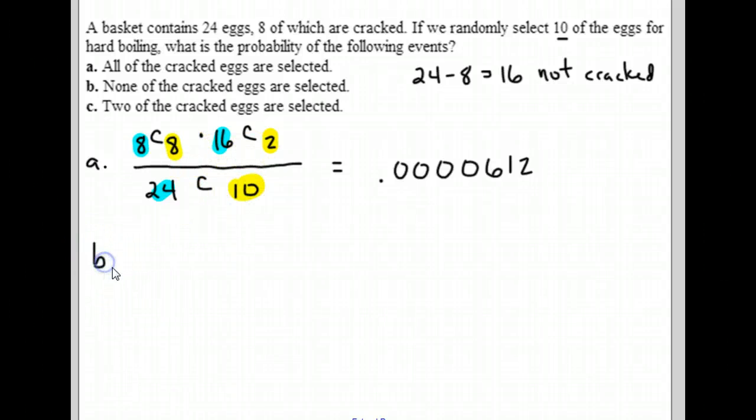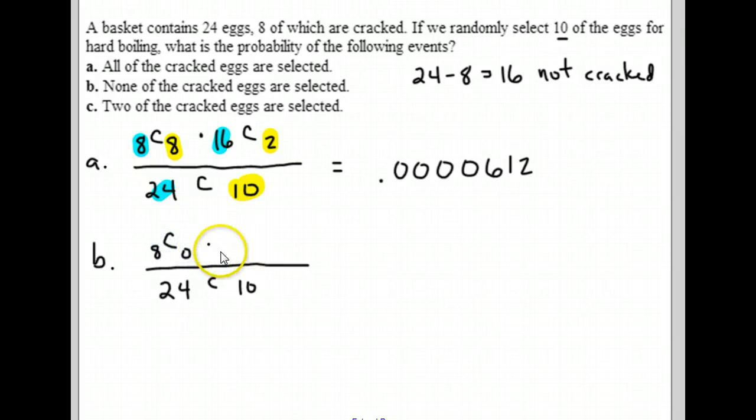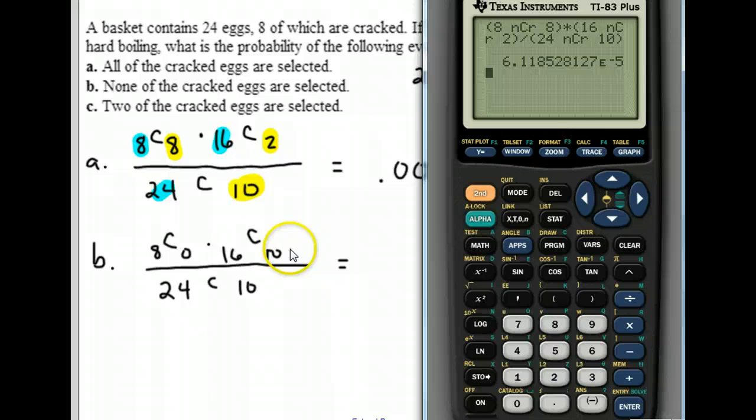Alright, part B. None of the cracked eggs are selected. So again, the total number is always going to be the same for these. 24, choose 10. Now we got 8 cracked eggs to choose from, but we're picking none. So that means the 10 eggs, not 10 cracked eggs, the 10 eggs chosen all come from uncracked.